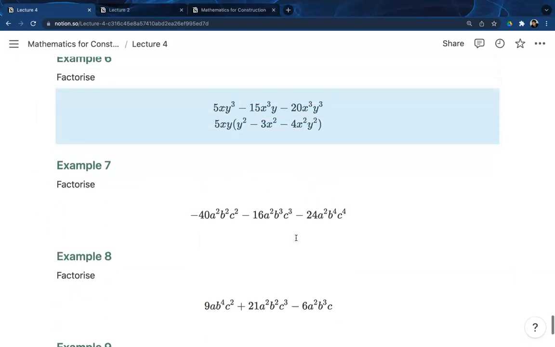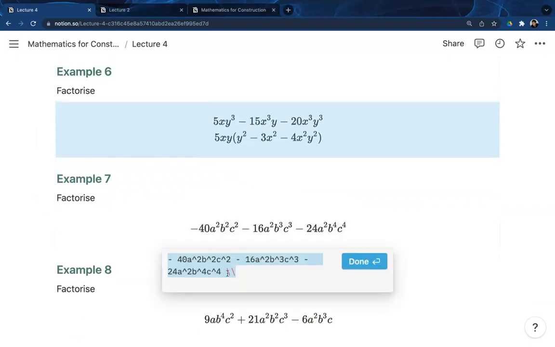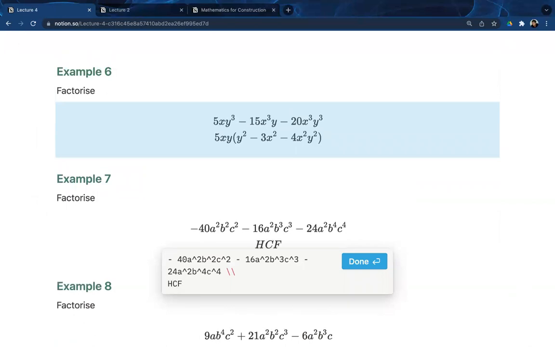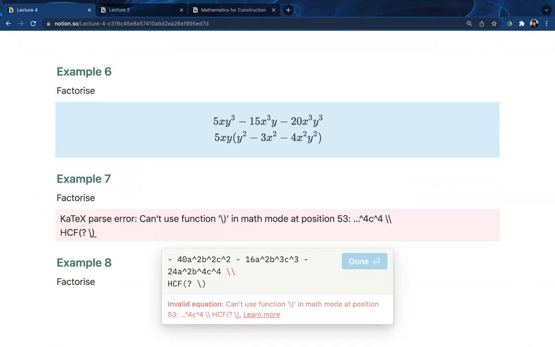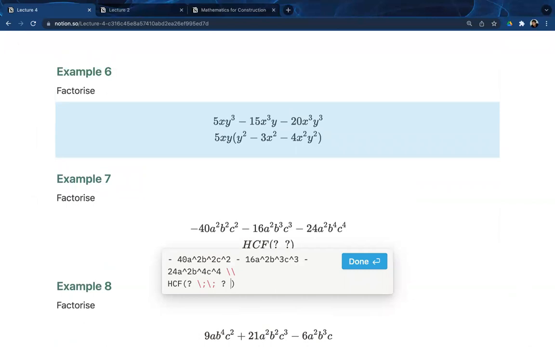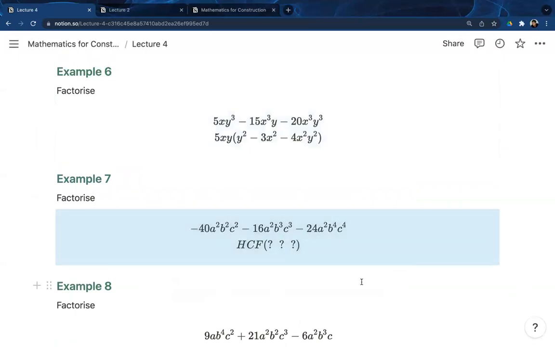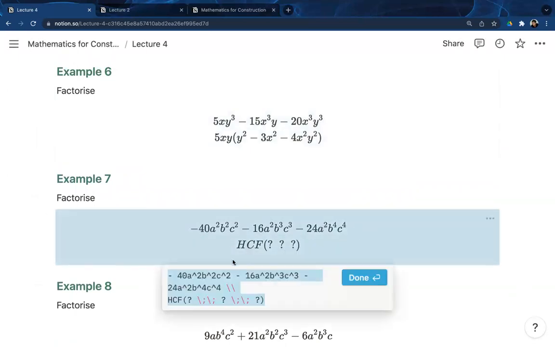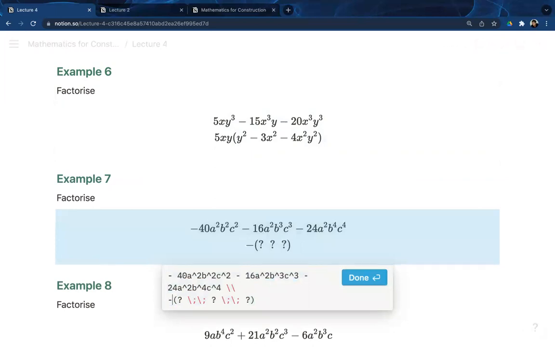Number 7. Right, so HCF and 3 things. Now all the terms are negative, so the HCF is negative. 40, 16, and 24, that's 8, because 8 2s are 16, right? 8 3s are 24. So 8 is the biggest thing that is common.